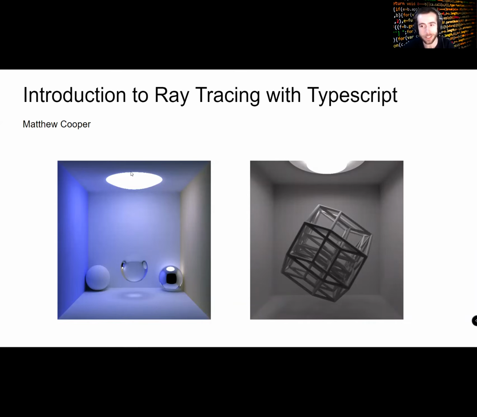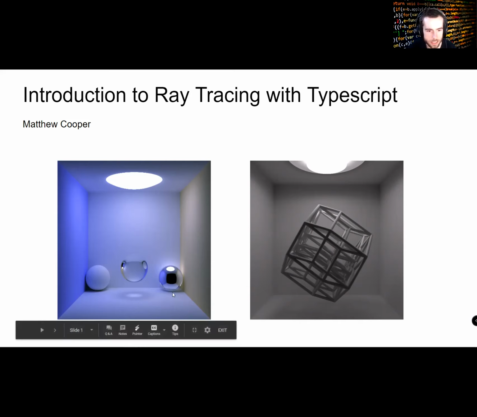These are a couple of renders that I've made. I didn't make these with the TypeScript ray tracer. I actually made them with a Java-based ray tracer that I wrote. This one on the left, you can see you've got a mirror sphere, and then we have a glass sphere, and then just a matte sphere.